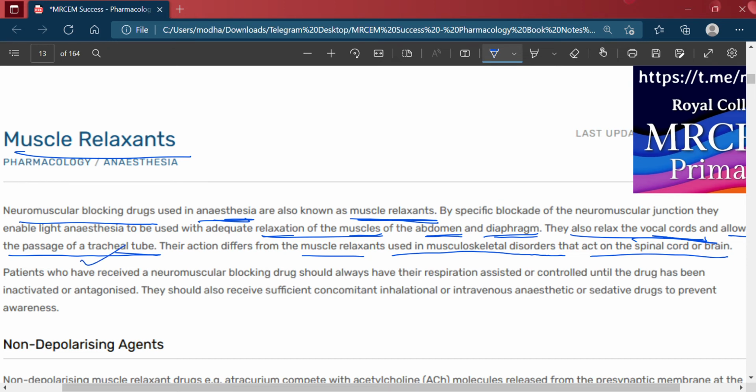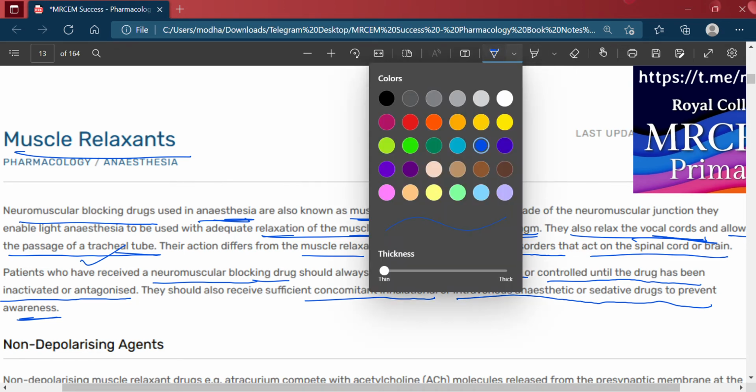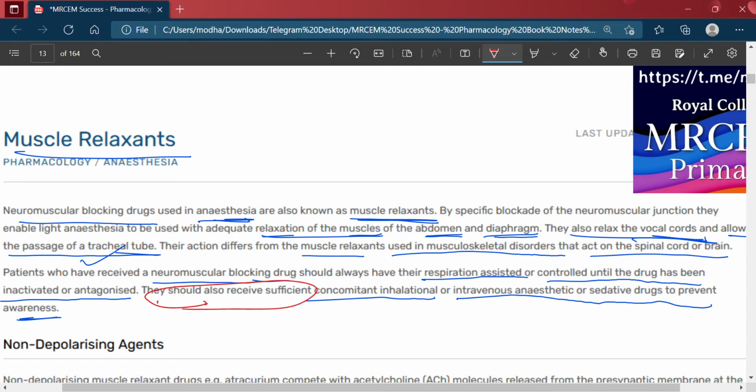Patients who have received a neuromuscular blocking drug should always have their respiration assisted or controlled until the drug has been inactivated or antagonized. They should receive sufficient concomitant inhalational or intravenous anesthetic or sedative drug to prevent awareness.